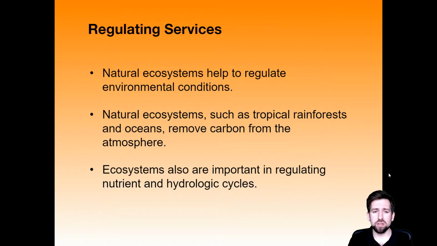For the regulating services, what are those? Well, natural ecosystems help to regulate environmental conditions. The natural ecosystems such as tropical rainforests and oceans remove carbon from the atmosphere through sequestration, right? The trees are going to grow, they're going to take in all that extra CO2 that we are emitting, so that can definitely be a regulatory system. And ecosystems are also important in regulating nutrient and hydrologic cycles. We also saw that when you have an area of woods or any vegetation, it's going to help water return to the groundwater beneath rather than run off and go right into the ocean.